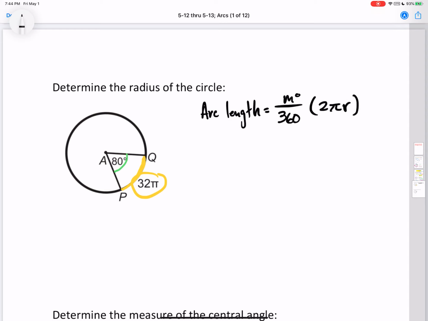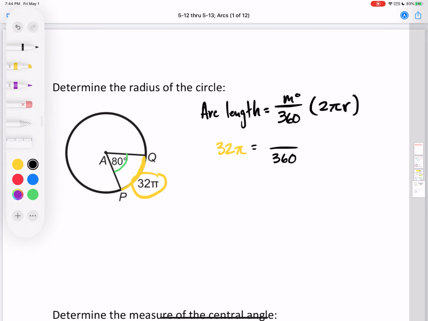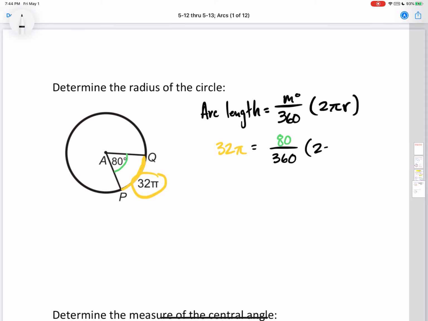Okay, so all I'm going to do is substitute everything I know. So we do know that the arc length is 32 pi. And that's going to equal our measure of our angle, which is 80 degrees. So I'm going to put that over 360. And then we're going to multiply that by 2 pi r.